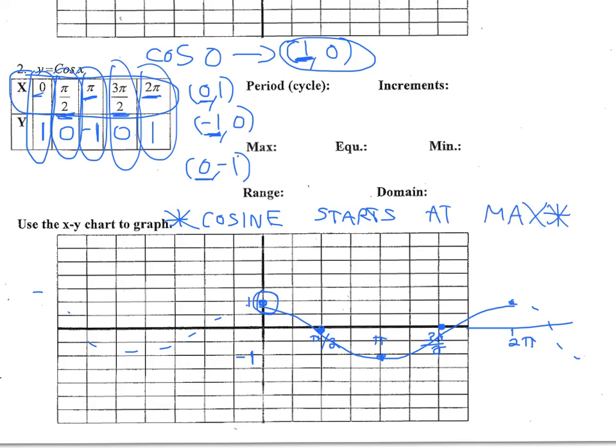Okay, if we put a negative in front of it, it's actually going to flip. It's actually going to start at the minimum. And we'll talk about that more in class, along with all of this range, domain, period, and increments.